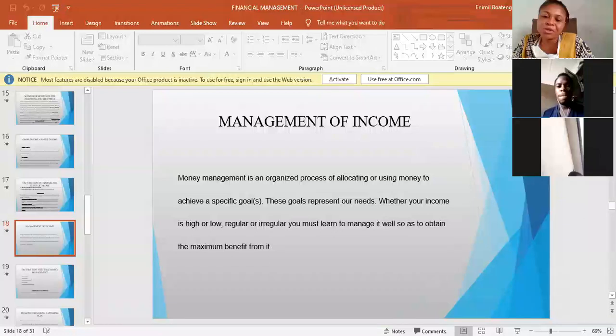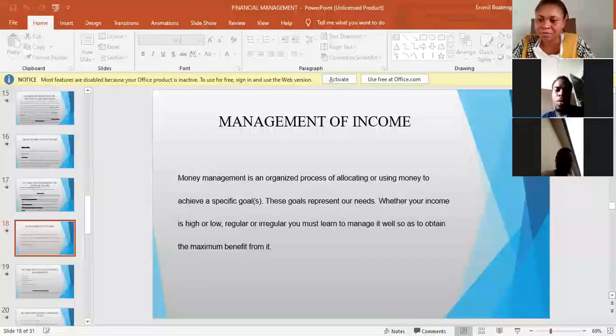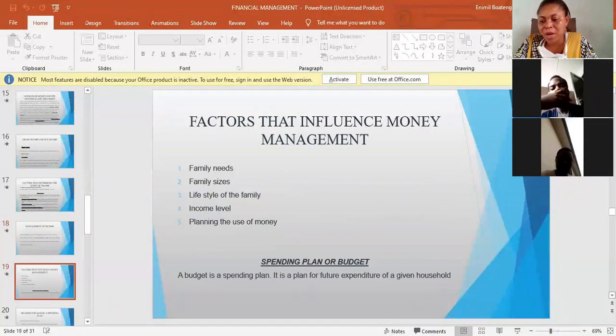Now, these goals will represent your needs, whether your income is high or low, regular or irregular. You must learn to manage it well so as to obtain the maximum satisfaction or benefit from it. So no matter how low or high your income is, being it regular or irregular, you as an individual or a family should be able to manage it very well so that you can be able to achieve your goals. Any question on that?